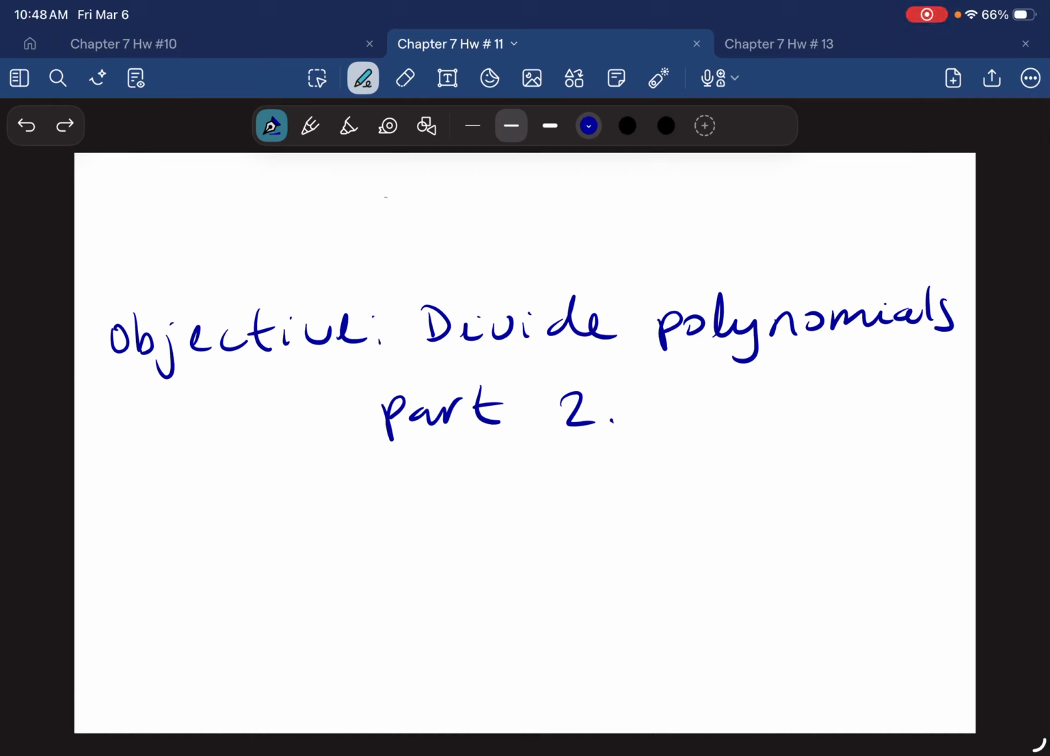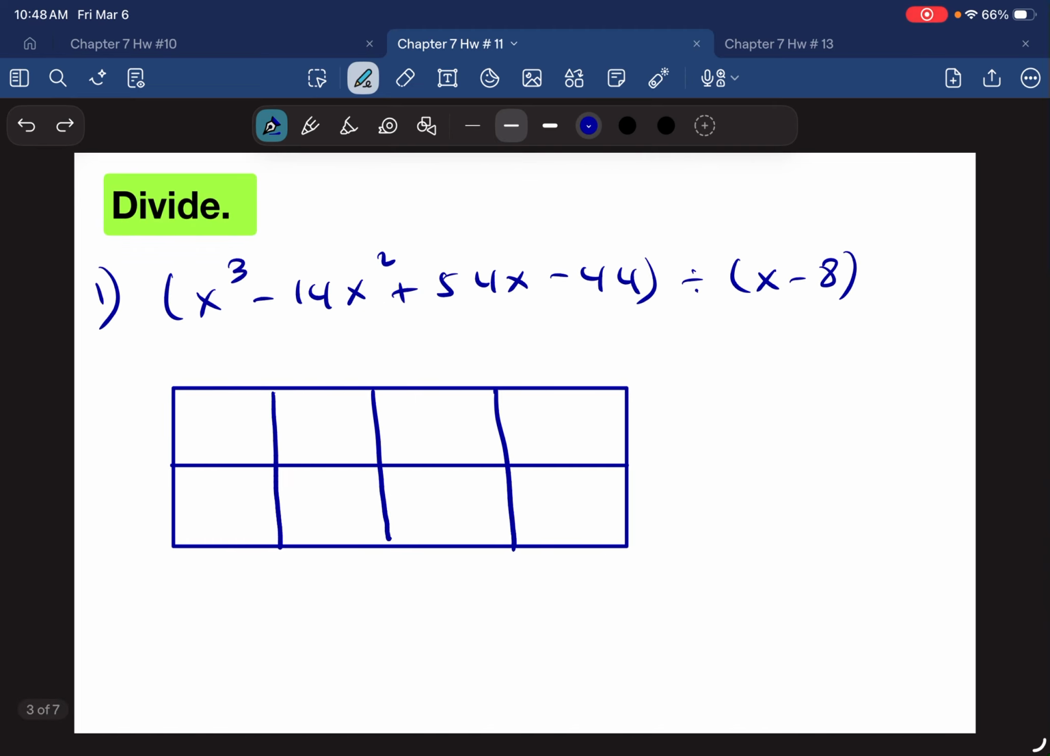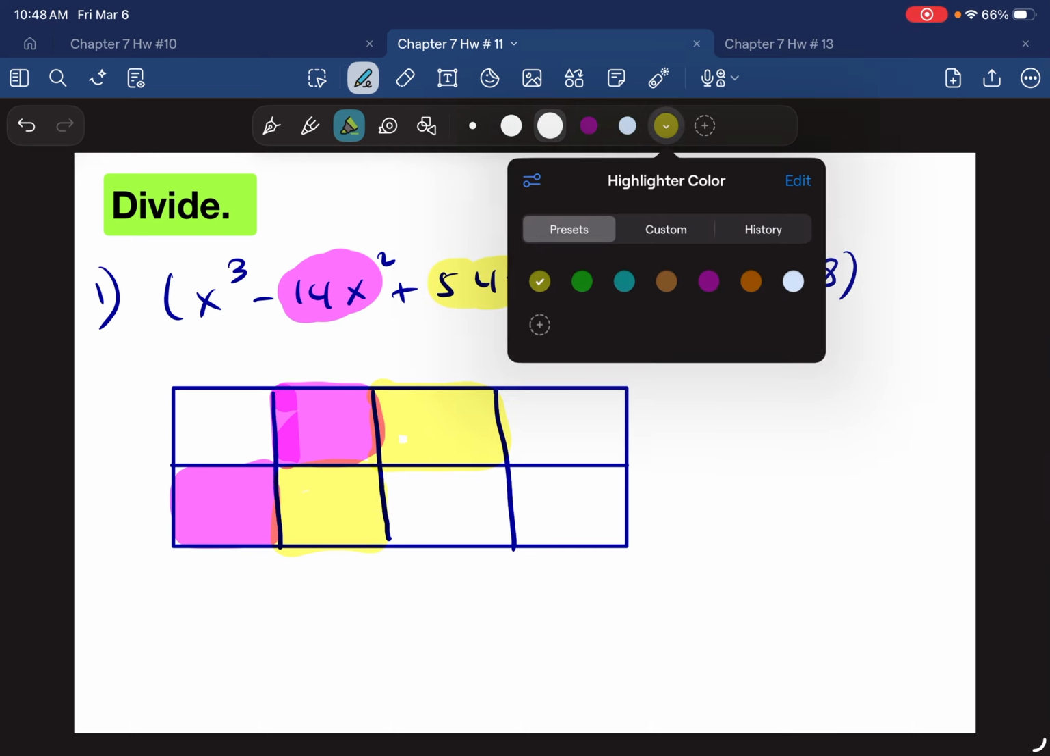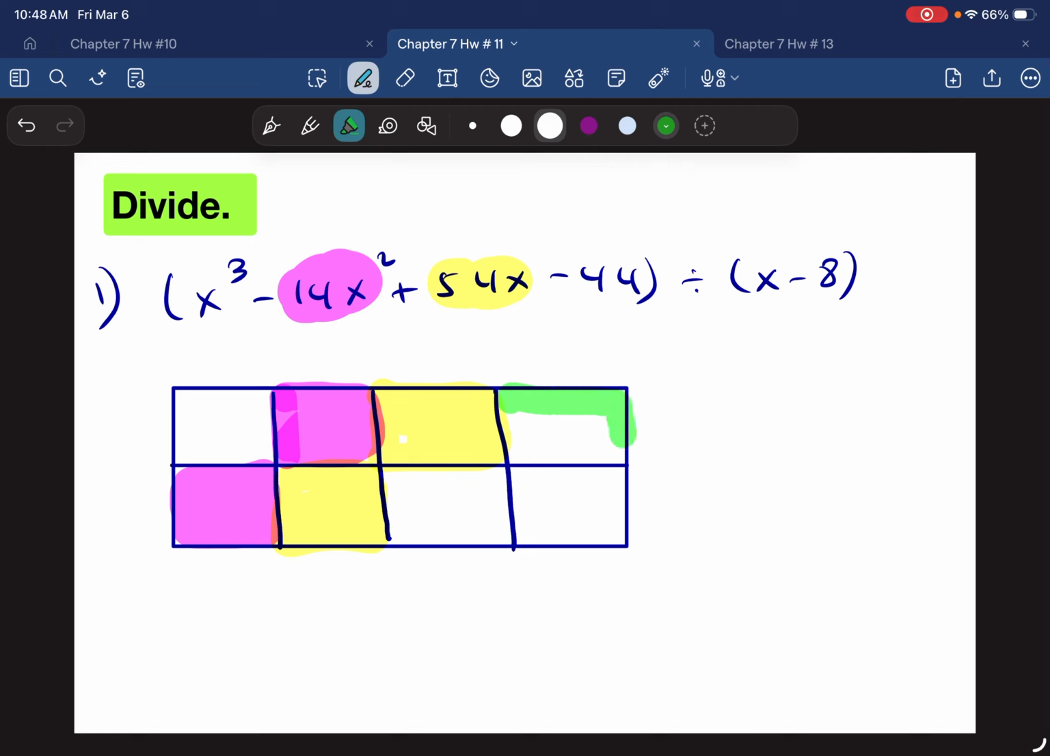Okay guys, in this lesson we're going to divide polynomials, part 2. So here we have our dividend and then our divisor. First I'm going to use color coding so that you see these two rectangles right here are going to add up to this number, negative 14x squared. And these two rectangles are going to add up to 54x. And these two rectangles are going to add up to be negative 44.